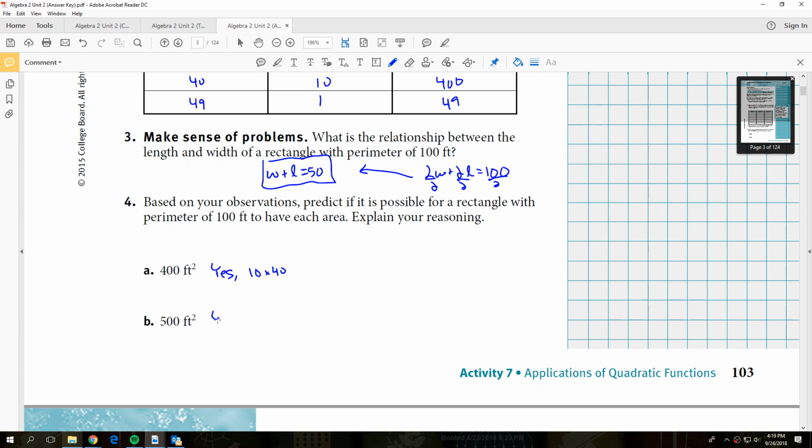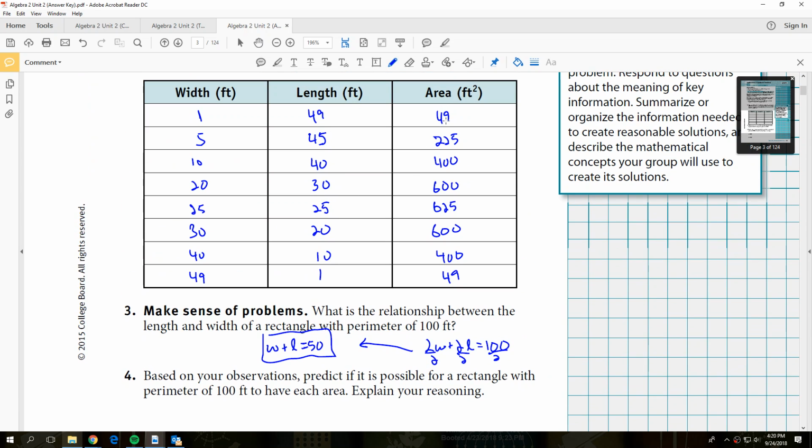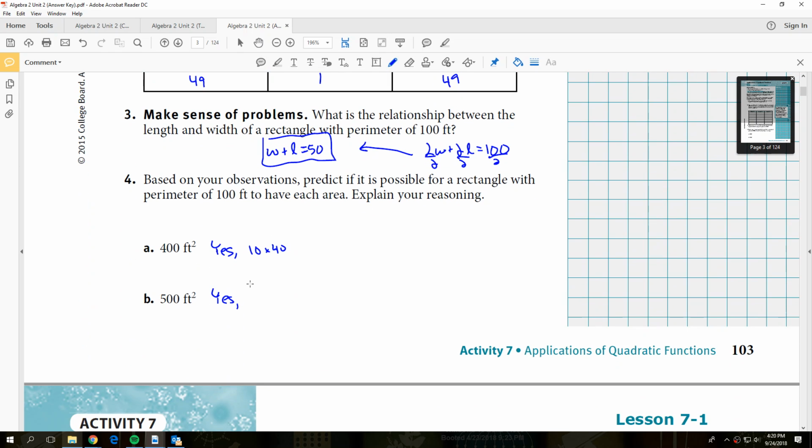500 feet squared, again, we'll say yes. And why is that the case? Well, we're going from 49, and we're just picking arbitrary numbers here, but we go all the way up to 625. So it leads us to believe we could definitely pick some kind of width and length to get 500, but it might be decimals or something. Yes, but might be weird numbers.